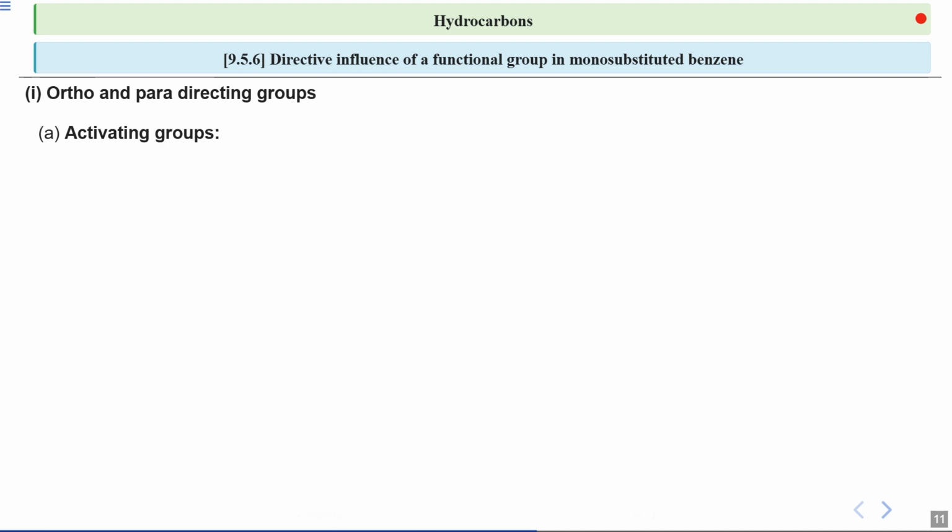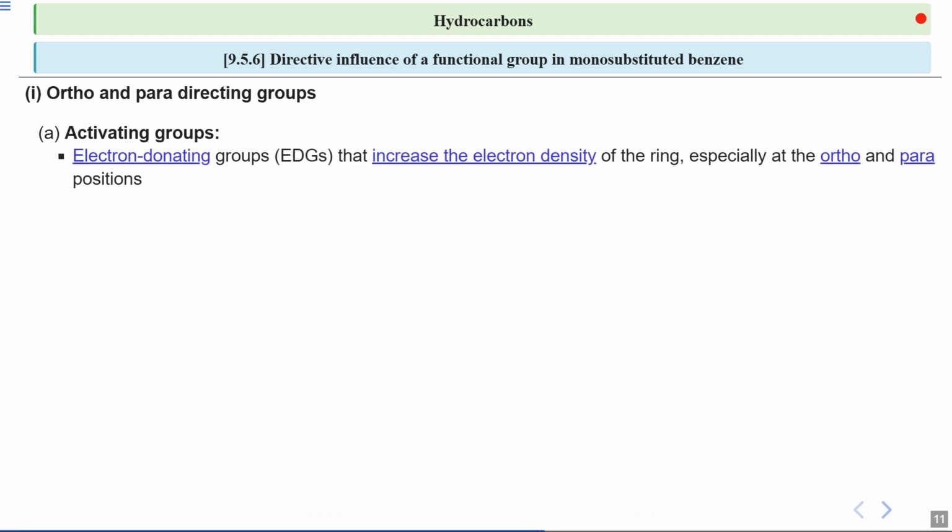First let us talk about the activating groups. These are groups that make the benzene ring more reactive, especially at the ortho and para positions. These groups play a key role in determining the outcome of the substitution reaction. Activating groups are usually electron donating groups, abbreviated EDGs. This means they push electrons into the benzene ring, increasing the electron density at the ortho and para positions. This higher electron density makes these spots more attractive for incoming atoms or groups during a reaction.